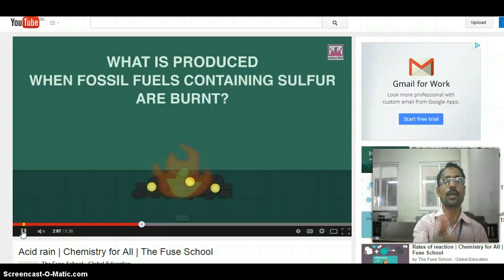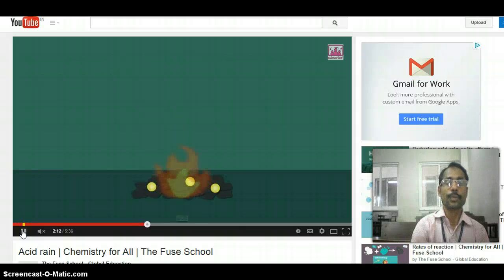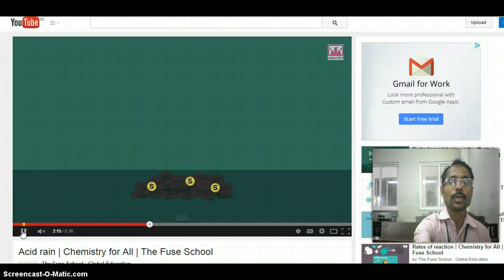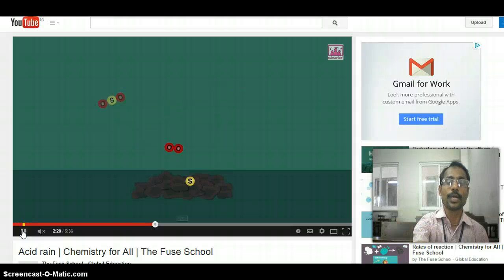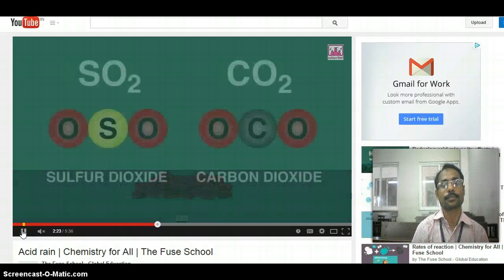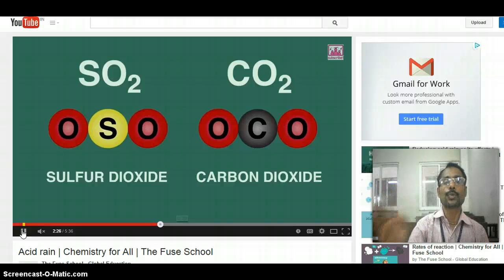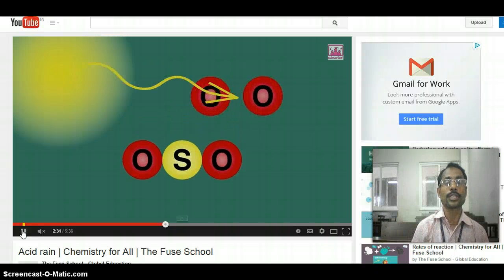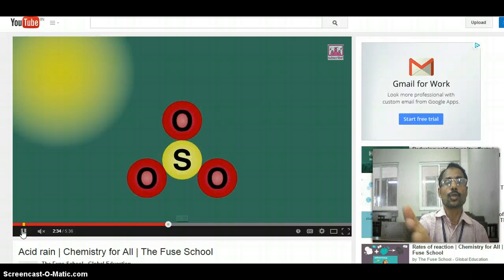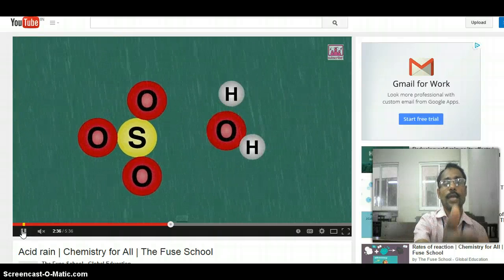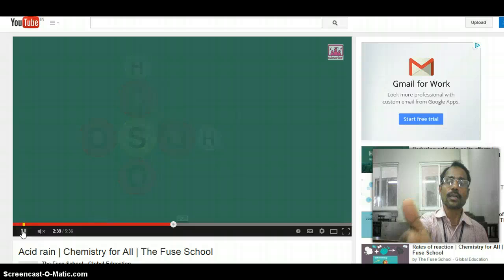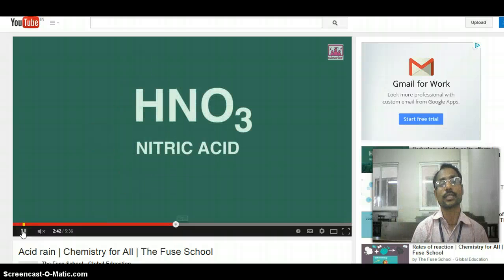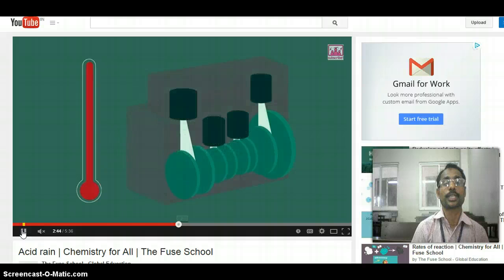When that fossil fuel is burnt, carbon dioxide and sulfur dioxide are produced, because it is nothing but the carbon content and the sulfur combining with oxygen. The carbon dioxide remains in the atmosphere, its level increases, and it can react with water forming carbonic acid. Similarly, the sulfur dioxide combines with water, giving rise to sulfur trioxide. Then again that combines with water, giving rise to sulfuric acid, and the rainwater becomes acidic.